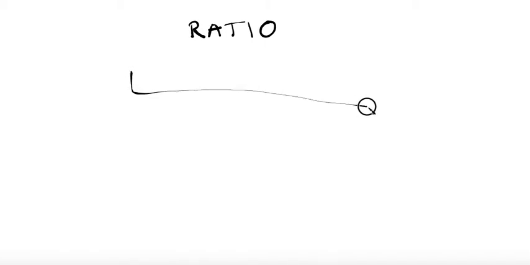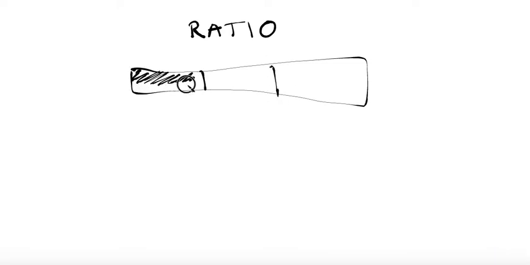In this video, I'm going to talk about ratios. What is a ratio? Let's take a look at an example. Imagine we have three boxes, where one box is black and two boxes are white. We have three boxes in total.